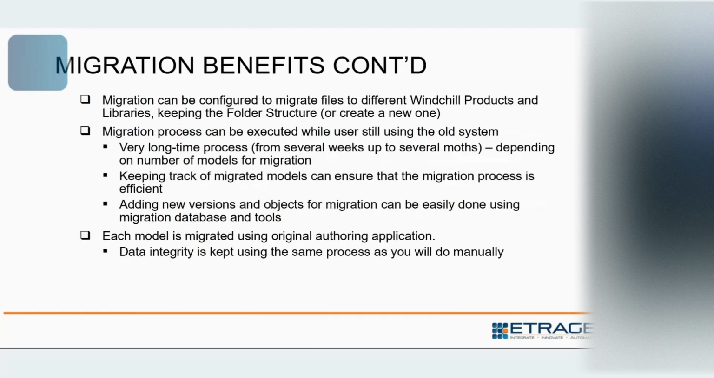The next set of migration benefits is that migration can be configured to migrate files to different Windchill products and libraries, and projects also, keeping the folder structure as it is in the source system, but we can also update information and provide a completely different set of target locations. All models can go to one product or multiple products. One set of models can go to one library, while another set can go to some different product.